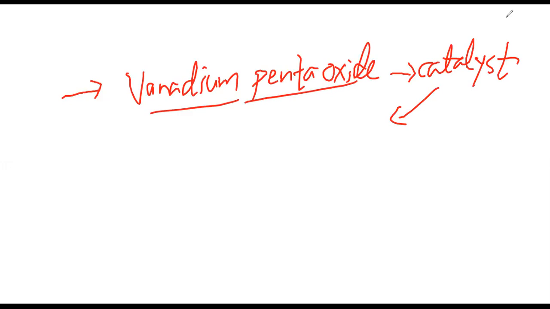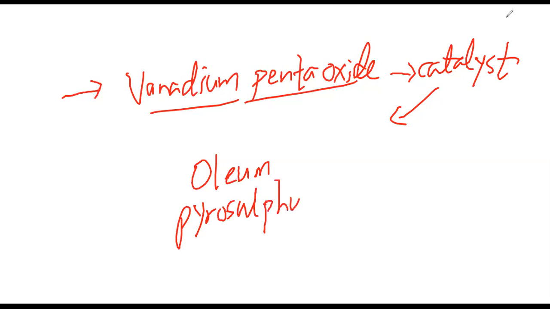Then further oxidation of SO2 produces SO3, sulfur trioxide, which is then absorbed in sulfuric acid to form oleum. Oleum is obtained at the end. What is the chemical name of oleum? Pyrosulfuric acid. Then at last, sulfuric acid is obtained. So this was the preparation of sulfuric acid.